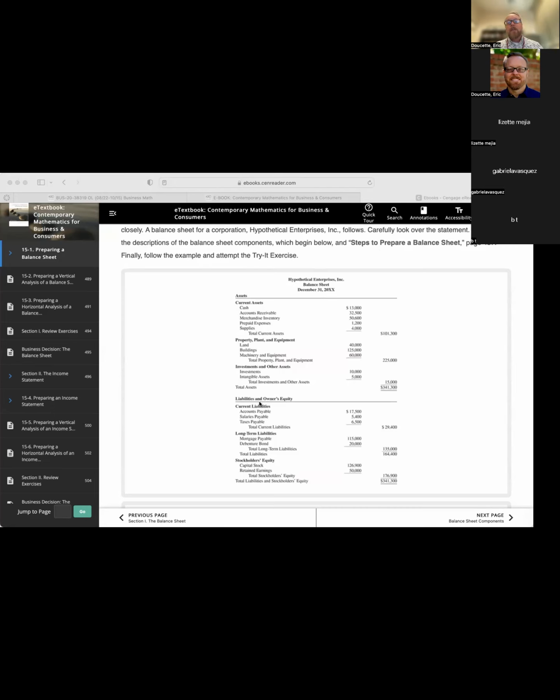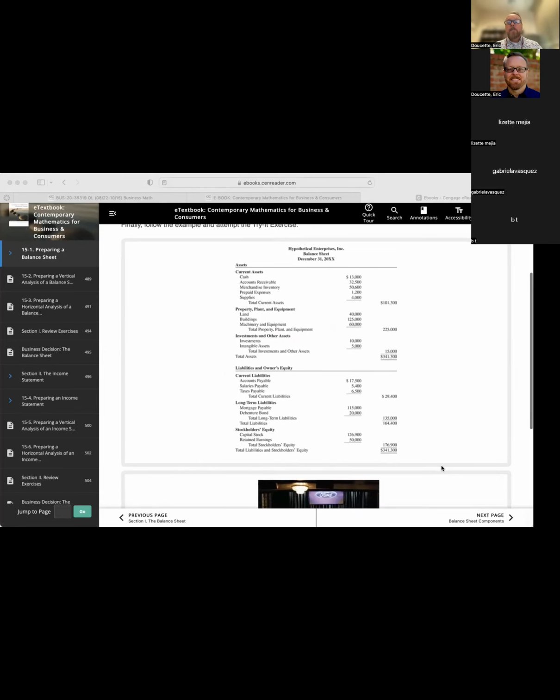And then you have liabilities and owner's equity. And so you have your current liabilities, your long-term liabilities, and then everything that remains is your owner's equity. That's basically their stock, retained earnings from the year before, etc. So this is what we could call a balance sheet. And I want you to notice the total assets are $341,300.